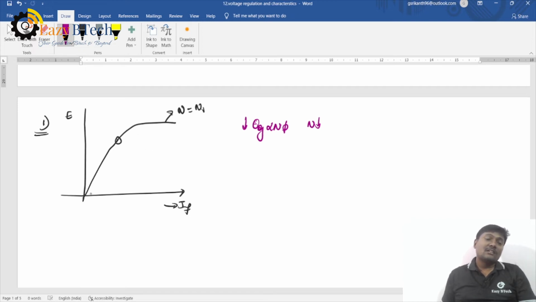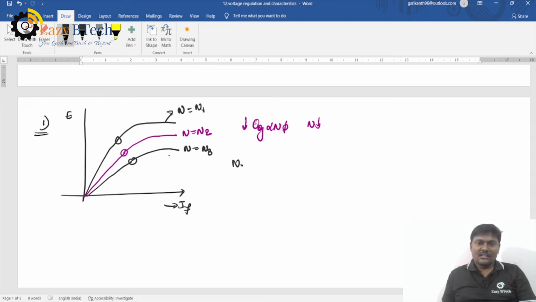I am drawing the curve for 1400 rpm. Does it shift downwards or upwards? Downwards, definitely. So this is for n equal to n2. And if you are still decreasing the speed, then the curve will shift downwards further, and in this case n3 is less than n2, which is less than n1.